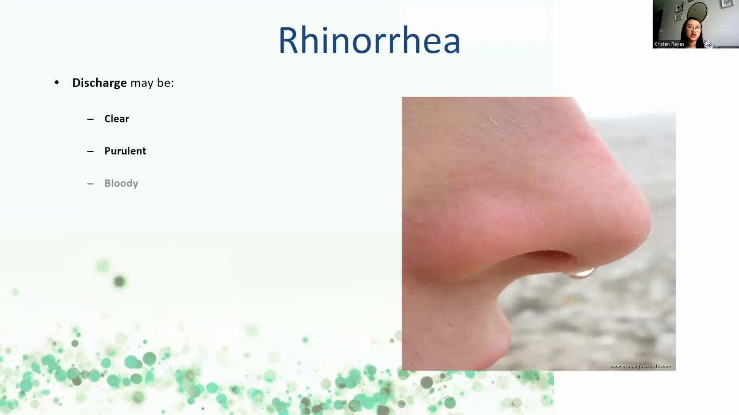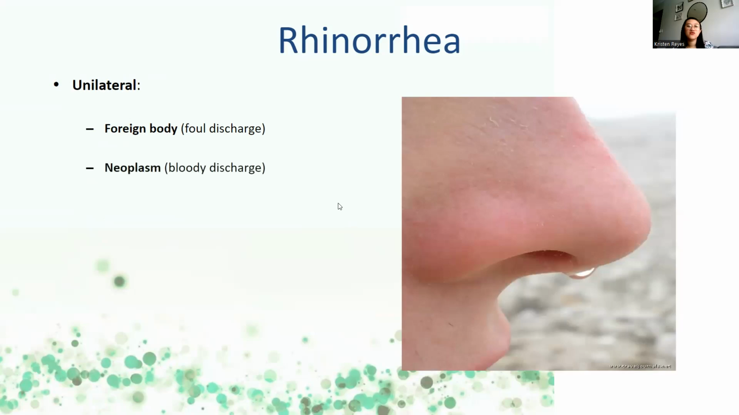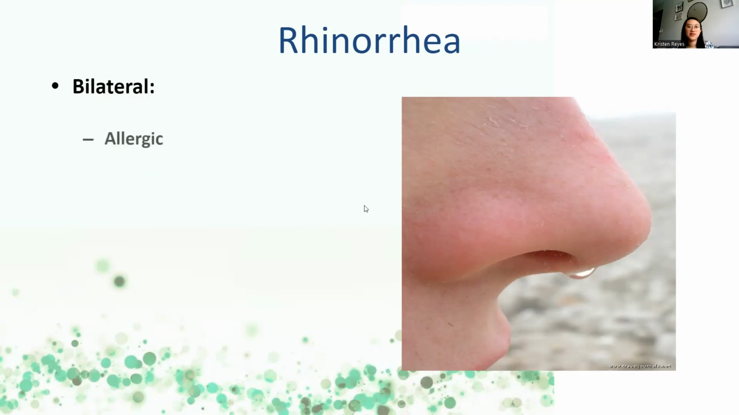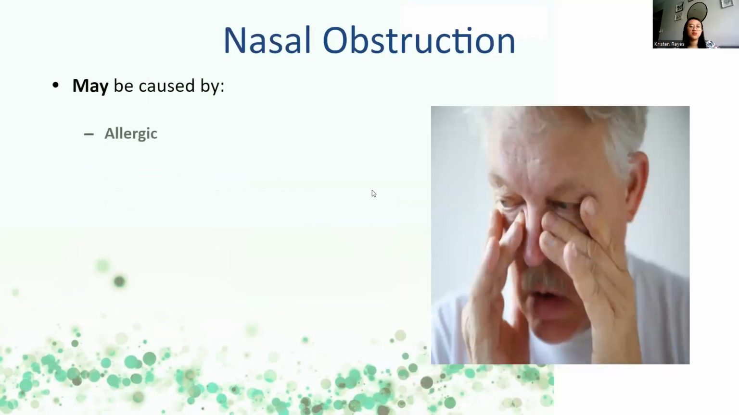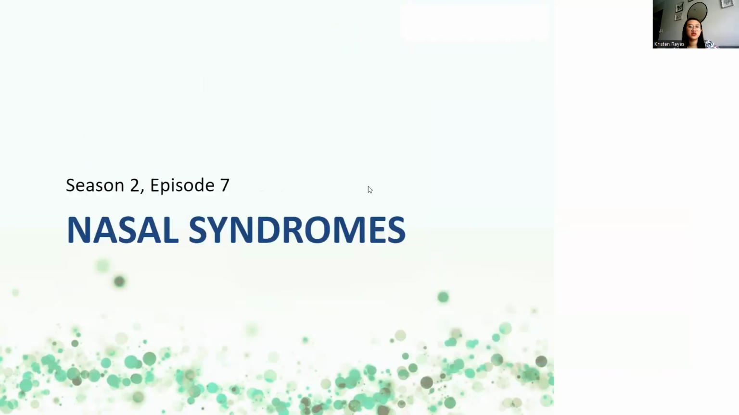The discharge may be clear, purulent, bloody, or serous. If it's unilateral, it can indicate a foreign body, especially if the discharge is foul-smelling. If the discharge is bloody, it can be due to a neoplasm or cancer in the nose. If the fluid that goes out is cerebrospinal fluid, that can be due to head injury. Bilateral rhinorrhea is usually due to allergy or infection. Nasal obstruction may be caused by allergy, inflammatory, neoplastic, and endocrine causes, mechanical obstruction, and traumatic injury.